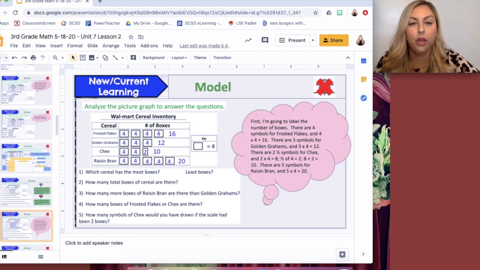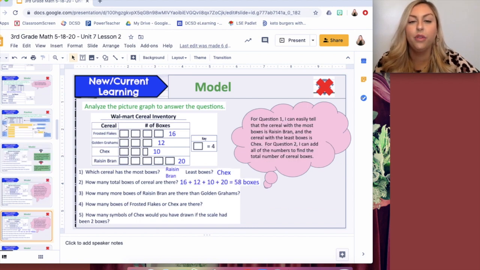We'll do it together. So it says, first I'm going to label the number of boxes. There's 4 symbols for Frosted Flakes. So 4 times 4 is 16. So they put 4, 4, 4, 4, 16. 4, 4, 4, 12. 4, 4, 2, 10. 4, 4, 4, 4, 4, 20. Okay, then we're going to answer the questions.